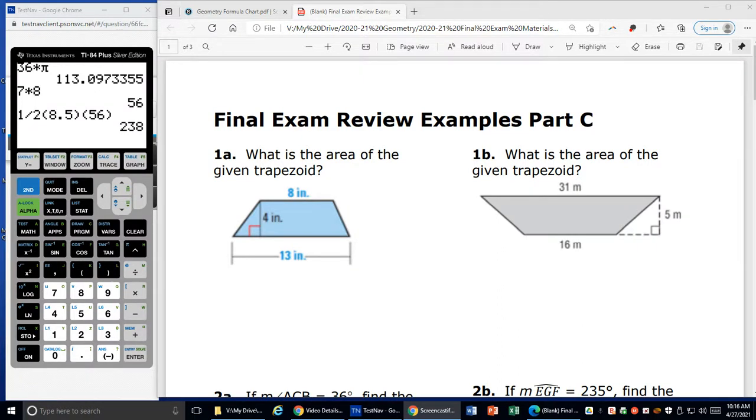Again, we have our problems divided into A problems and B problems, and in this first video, we are going to go through the A problems, starting with 1A. What is the area of the given trapezoid?